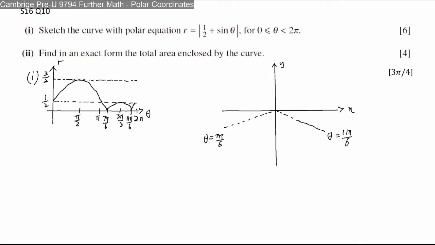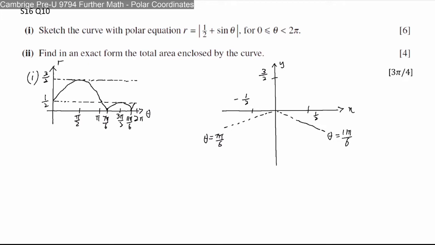So after that, when we change this first graph to the polar curve, we just have to look at the behavior of the graph. Initially when theta equals 0, r is equal to half, so we have a half here. Let's say this is our half, and when it goes to theta equals pi over 2, we have 3 over 2. Okay, and when we have pi, the r is 1 over 2 again.